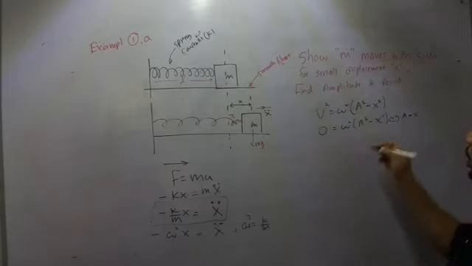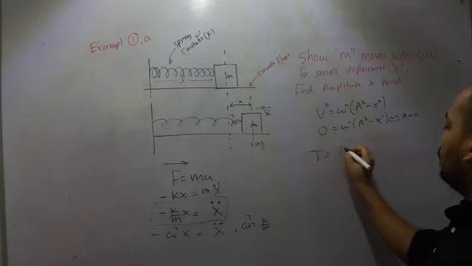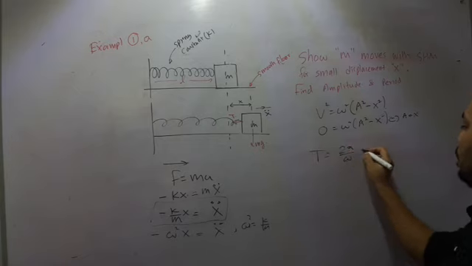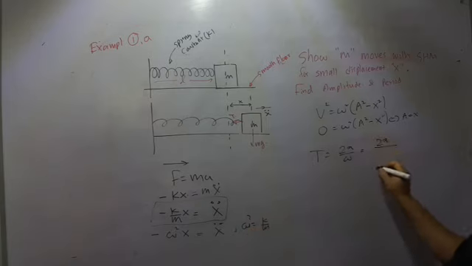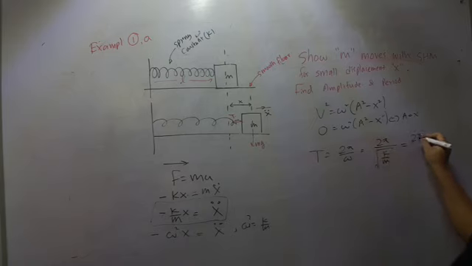Right, then the period. To find the period, T equals 2 pi over omega. So what is omega? Omega is the square root of k over m. So T equals 2 pi square root of m over k. See how easy this is.